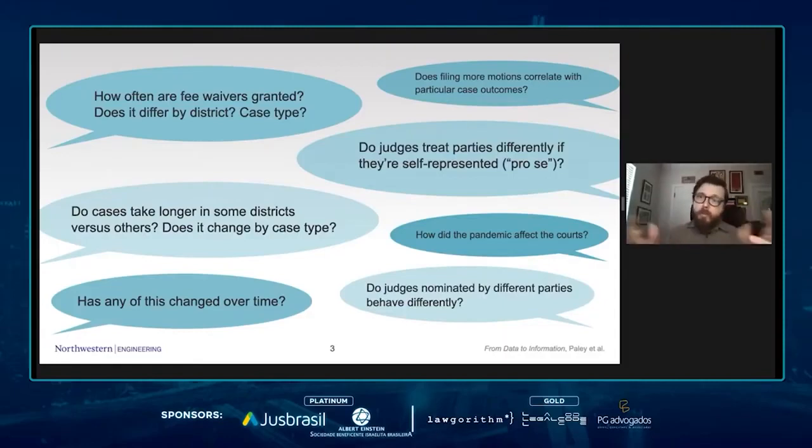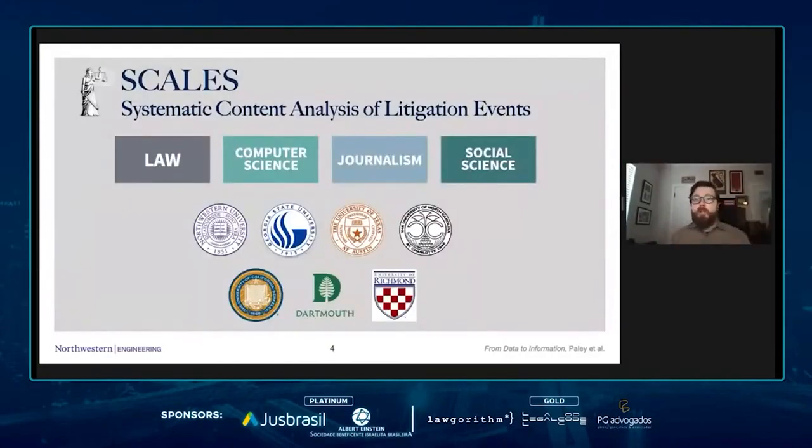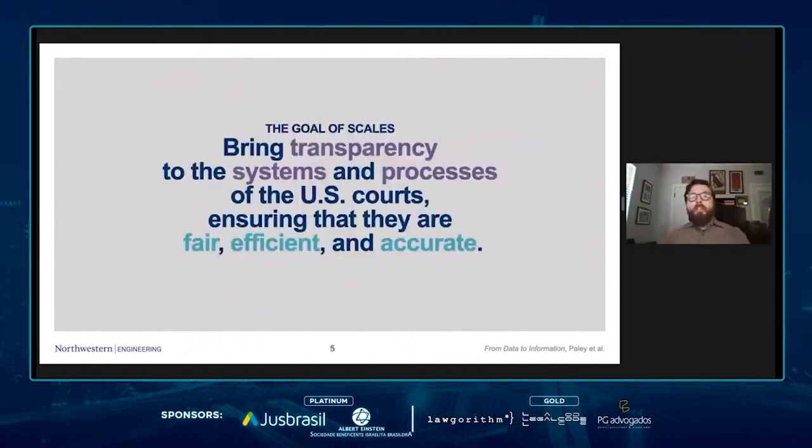So the work we're doing, and the work presented in this paper, is part of a broader initiative called SCALES. SCALES is composed of about 24 individuals working across law, computer science, journalism, and social science at a host of different US institutions. We're all working collectively towards one goal, which is to bring transparency to the systems and processes of the US courts, ensuring that they are fair, efficient, and accurate.